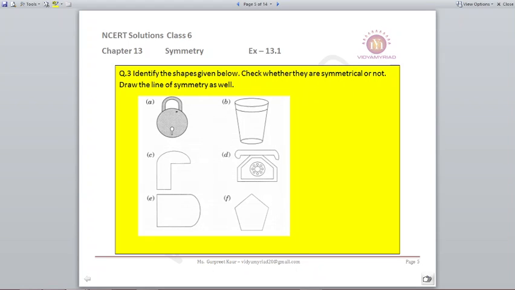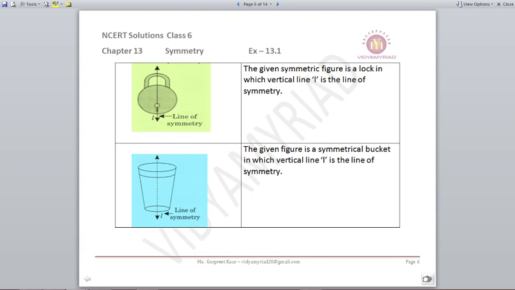Identify the shapes given below. Check whether they are symmetrical or not. Draw the line of symmetry as well. If you look at these figures, the first one is a log. You can draw a central line. It is a symmetrical shape. The glass is there, totally symmetrical. You can draw a central line.